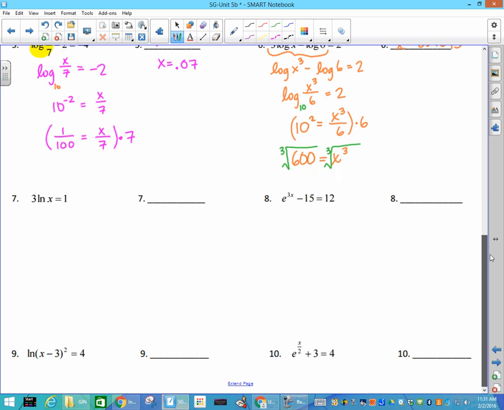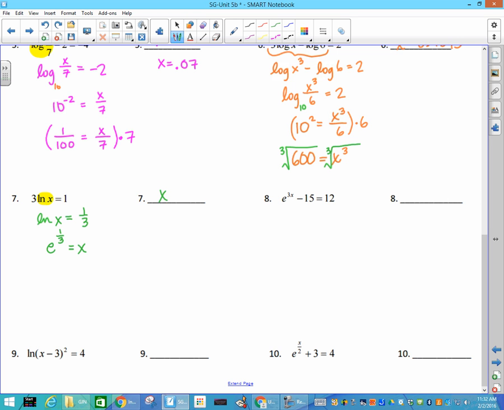We have 3 times ln of x equals 1. So again, before you do any kind of kick out, you've got to isolate this log. So you need to look at this and understand that this part needs to be by itself. So I'm going to divide both sides by 3. So I have ln of x equals 1/3. And then the base of the ln is e. So e to the 1/3 equals x.